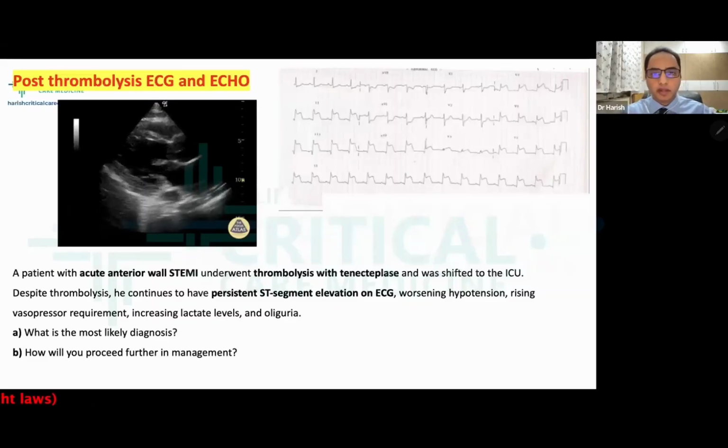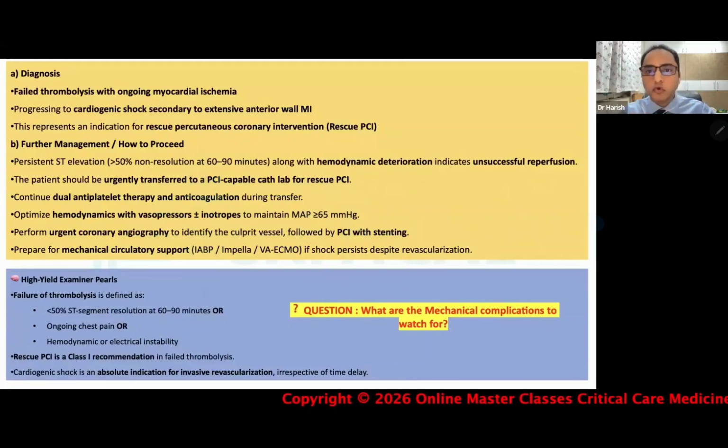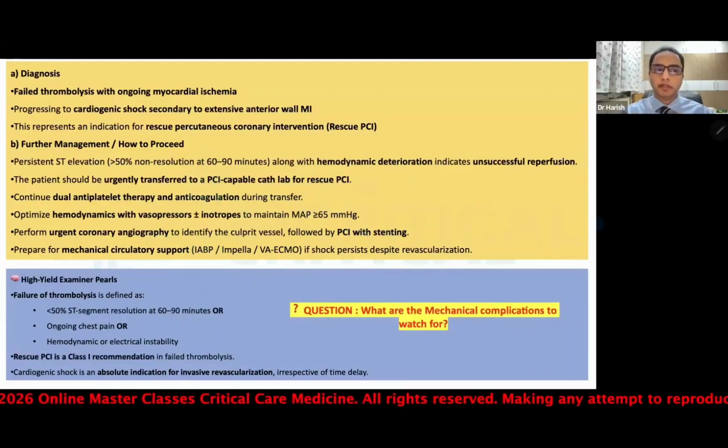Okay, what further management do we need to do? So there is a failed thrombolysis with an ongoing myocardial infarction, that is the diagnosis here. So he is having a cardiogenic shock secondary to extensive anteroseptal MI. This represents an indication for rescue PCI. Okay, what we call pharmacoinvasive therapy, rescue PCI. First we do pharmacological reperfusion with thrombolysis, it is not helping, then we go for the PCI.